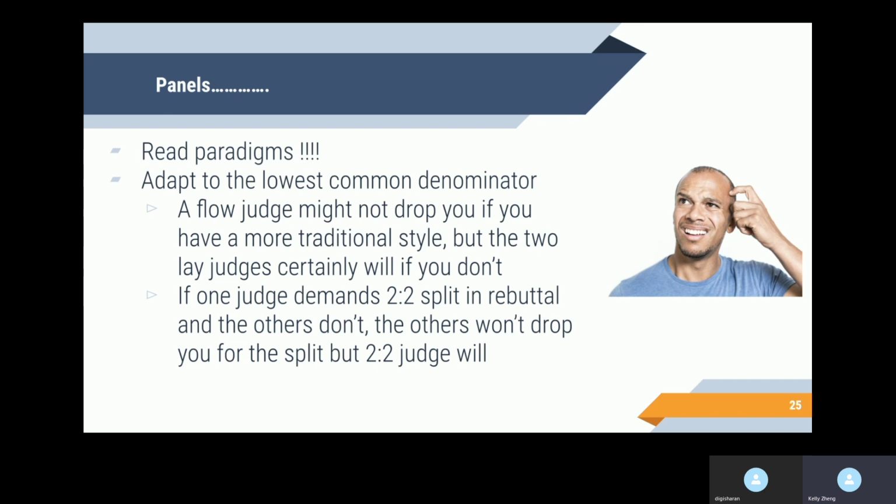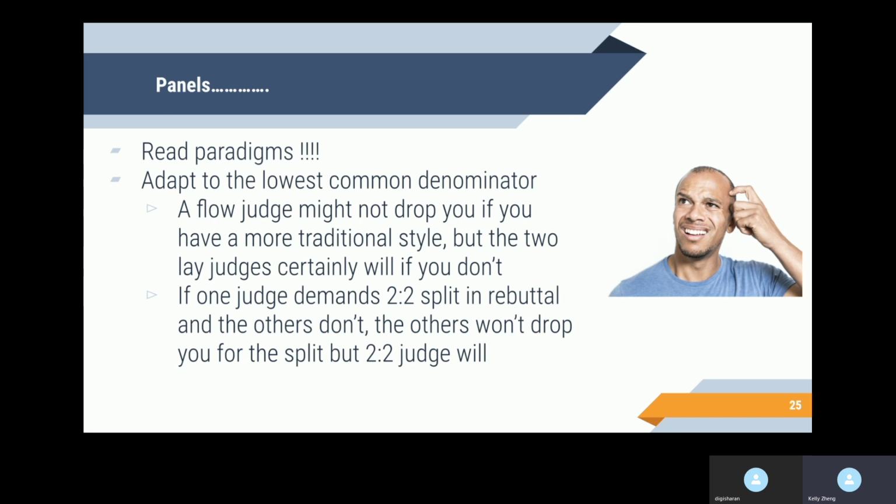And what we mean by that is, if you have a panel of two lay judges and a flow judge, the flow judge is not going to drop you for having a more traditional style, but the two lay judges absolutely will if you don't go slow enough for them to understand what you're saying. So you should always be adapting in a manner that will give you a higher chance of winning over most of the judges, but doesn't mean that you will drop one judge.